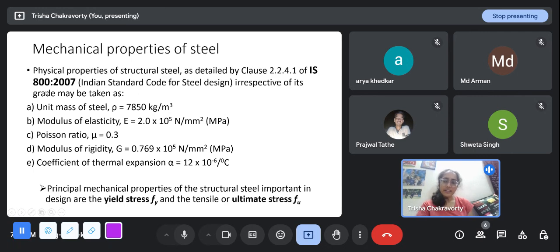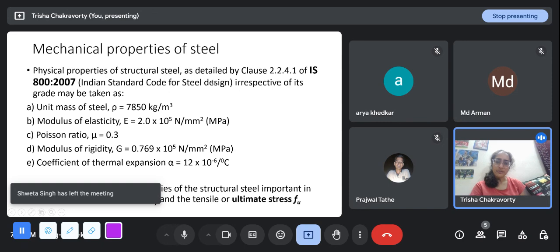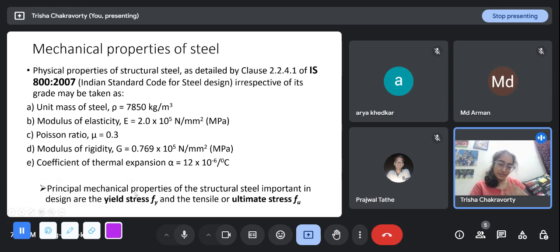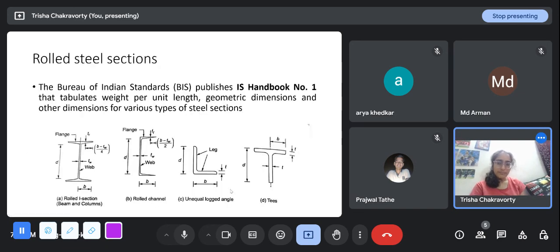The code says that these five properties you can take whatever the grade of steel be, but these two, yield stress Fy and ultimate stress Fu, vary from grade of steel to grade of steel. And these are the rolled steel sections that the BIS shows. It has tables of weight per unit length, geometric dimensions, and other dimensions for various types of steel structures.